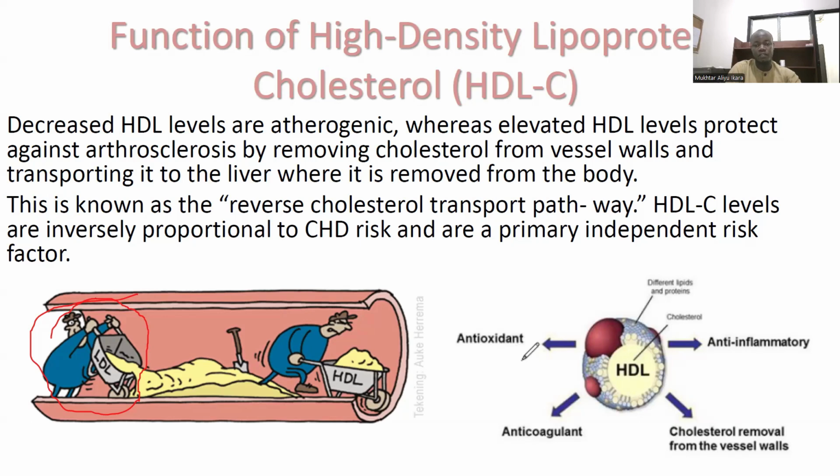So these are some of the functions of the HDL. Remember that we said that the HDL is actually made up of lipids, proteins, and some lipoproteins. And these are some of the functions of the HDL. It functions as an antioxidant, anticoagulant, and in blood clotting, and then it's also used as an anti-inflammatory. Finally, it is also involved in removing cholesterol from the vessel walls, as shown here. So these are the four major functions of the HDL.